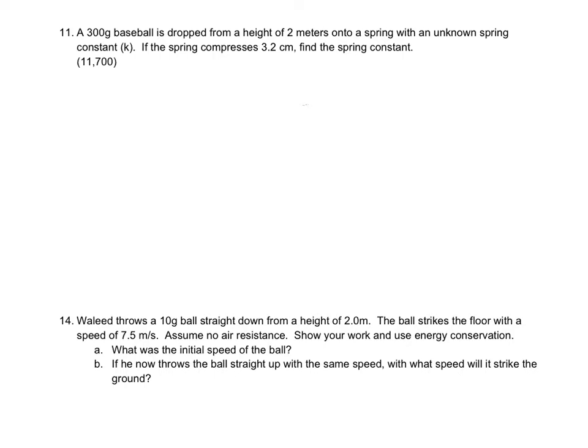Number 11 says we've got a 300-gram baseball dropped from a height of 2 meters onto a spring with an unknown spring constant. The spring compresses 3.2 centimeters. Find the spring constant. So we've got our baseball, which is 300 grams, hanging out up here, and it's going to fall until it lands on a spring, and then the spring is going to compress 3.2 centimeters. All right, and we know that the height of the drop is 2 meters.